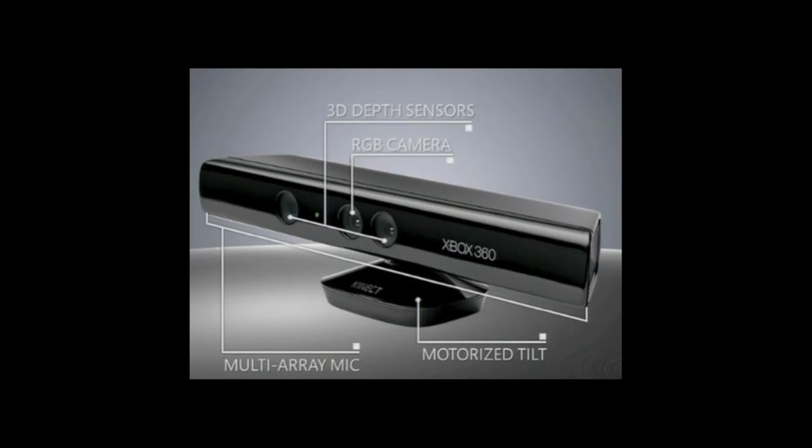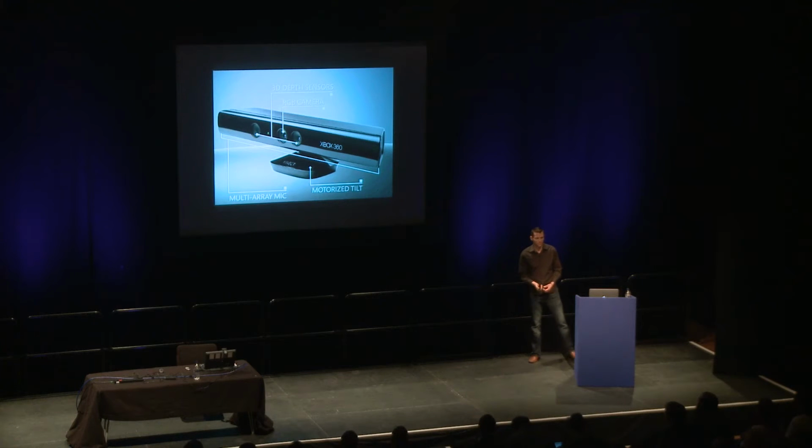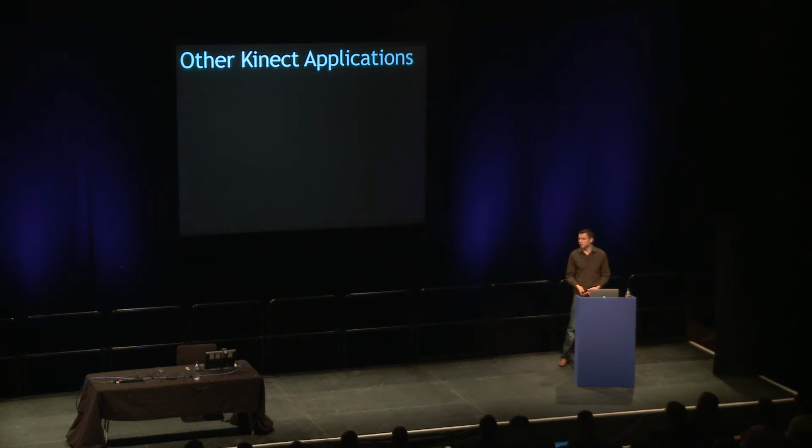It's got two infrared 3D depth sensors and an RGB camera that allow it to perform skeletal tracking and gesture recognition. It can also do facial recognition, and it's got a microphone that allows it to perform noise detection and speech recognition. It's not just entertainment that it can be used for, though.